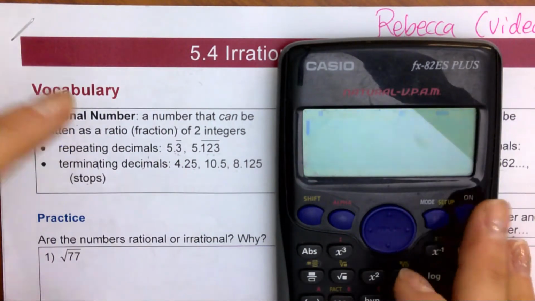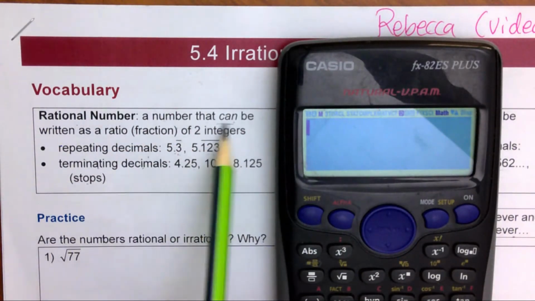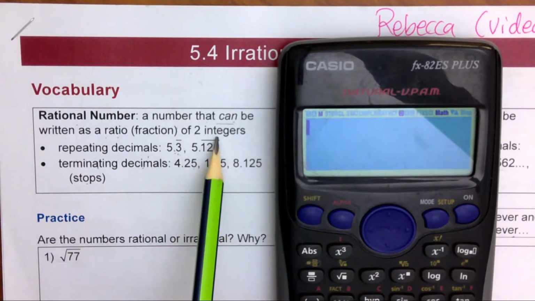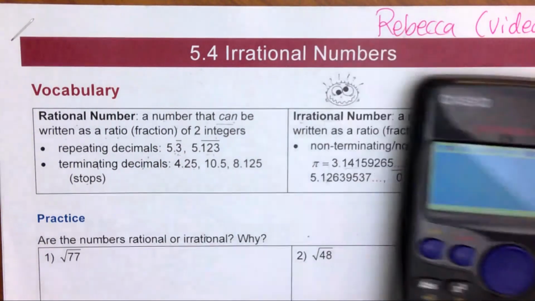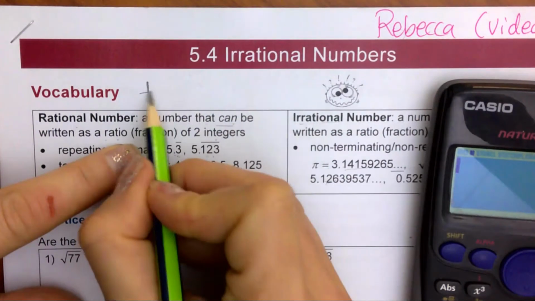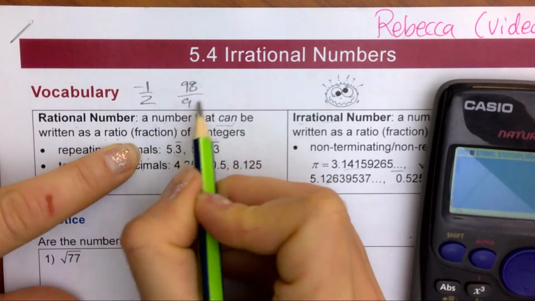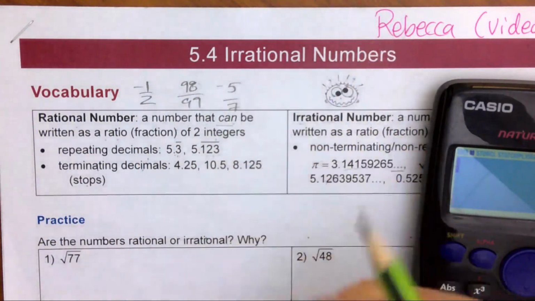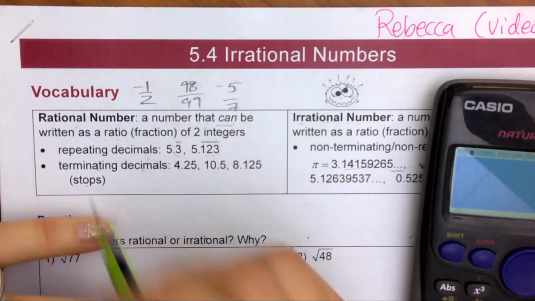And what's the real definition of a rational number? A number that can be written as a ratio. Another word for ratio is fraction of two integers. What's an integer? Positive numbers, negative numbers, and 0. So anything that can be made into a fraction, like half or negative half, 98 over 99, 5 over 7. These are all fractions. All of these can be made into fractions or ratios. And so that's what a rational number is.